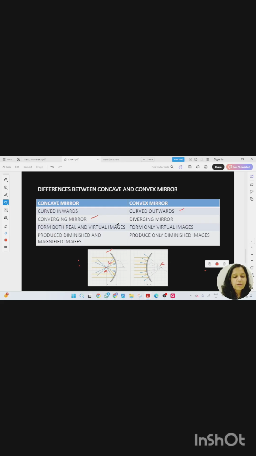In the case of concave mirror, it forms both real and virtual images, whereas in the case of convex mirror, it only forms virtual images, which you are going to see when I will be discussing the ray diagrams. A concave mirror produces diminished and magnified images. Diminished means the small images, whereas magnified images means which are larger than the object. Whereas a convex mirror only produces diminished images.